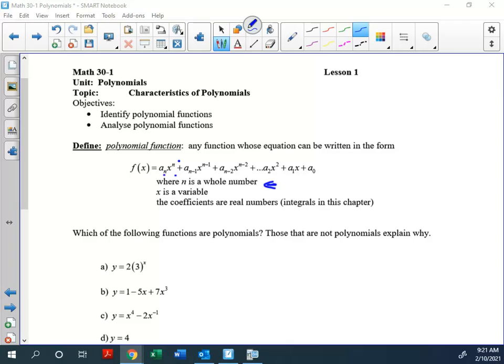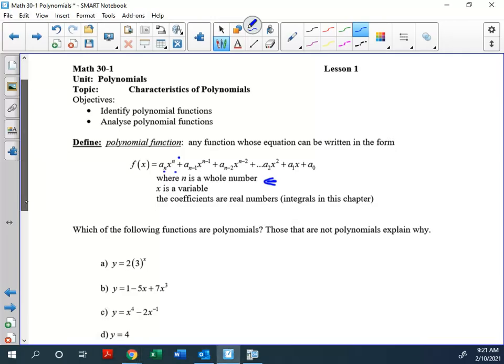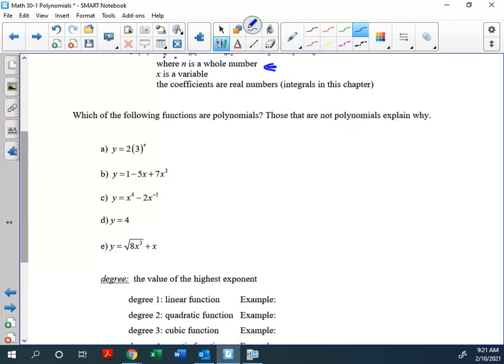X has to be a variable. It's got to have a variable to an exponent. And the coefficients are real numbers. So in this chapter, we're going to be dealing with integers, but the coefficient could be root 2. We're not going to deal with wacky stuff like that, but it could be. So understanding those definitions of polynomial functions, let's make sure we can identify which ones are polynomials.